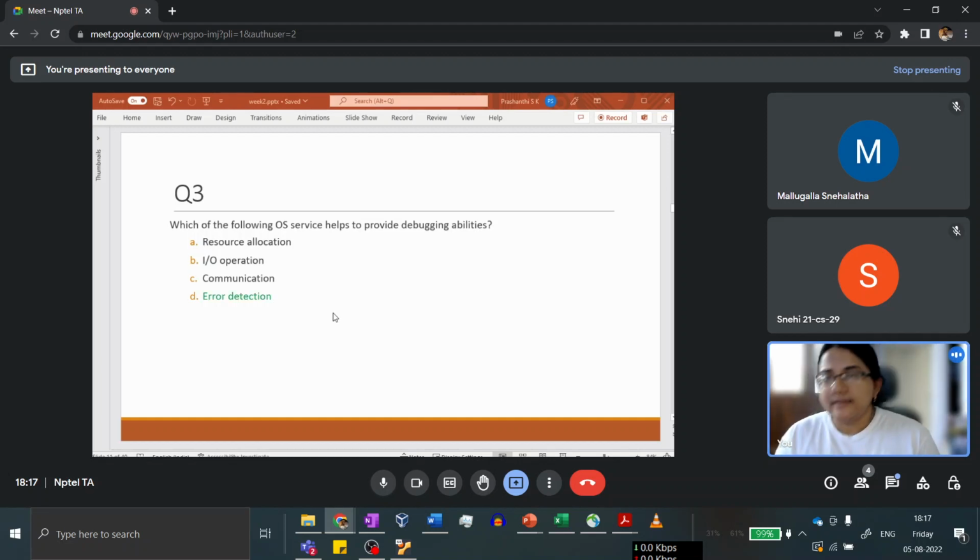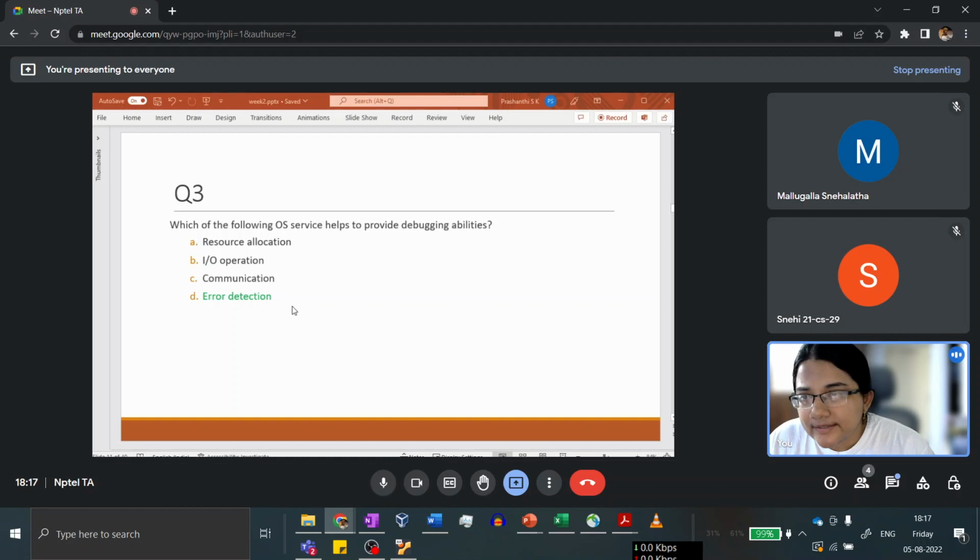Okay, so the answer is error detection. So let's again take an example for this, right? I think it might be more useful to understand it. So let's say you have a hard disk plugged into your computer, right? And the hard disk stops working. All of a sudden you try to open it and you're not able to use it at all. So which of these functions of the OS would actually help you figure out what is the error?